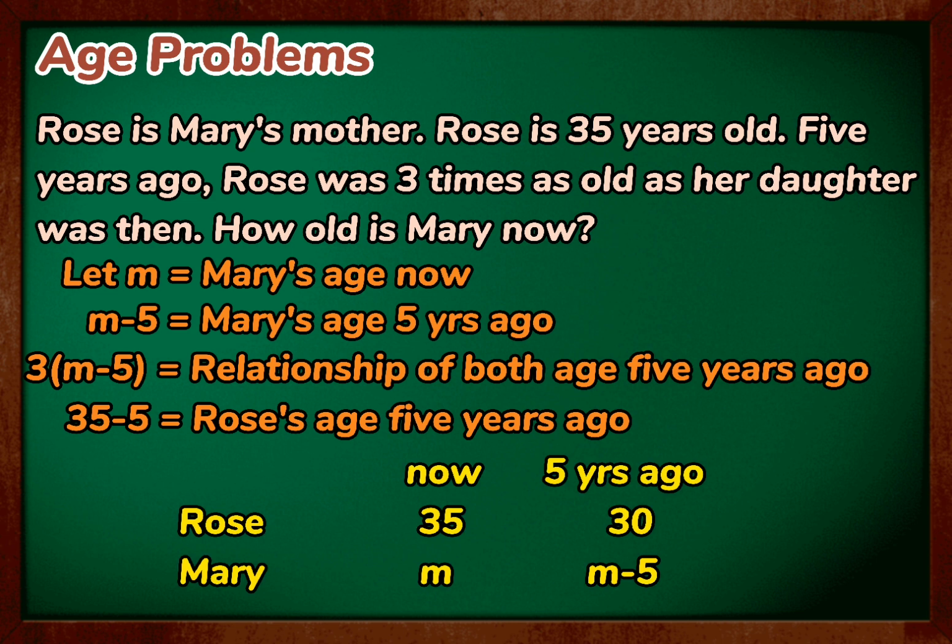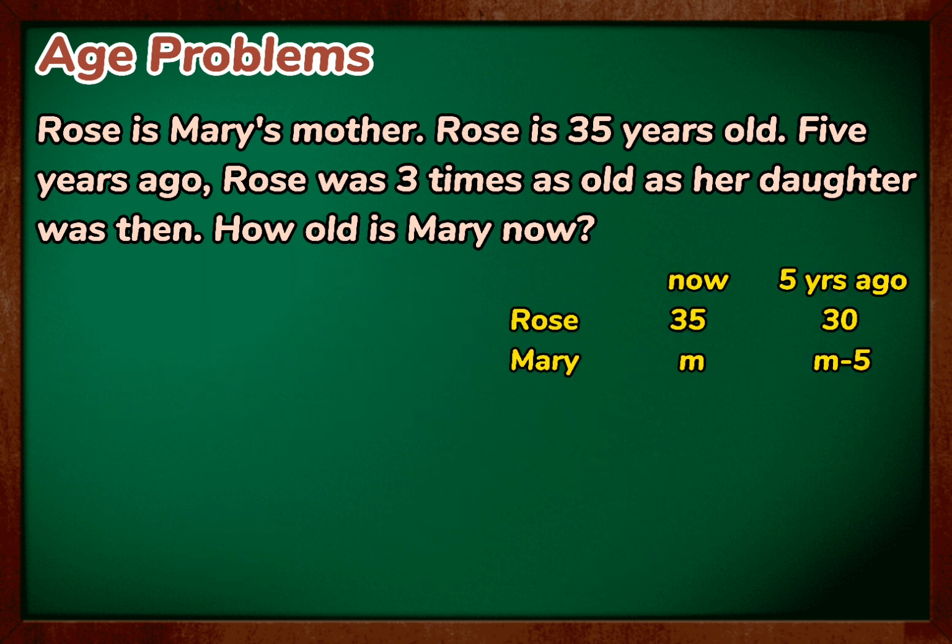Let's illustrate. Here's their age now. Rose is 35 and Mary is M. And 5 years ago, Rose is 30 and Mary is M minus 5. Now let's use the equations to solve the problem. Again, 5 years ago, Rose, that's 30, was 3 times as old as her daughter was then. So that's 30 equals 3 times M minus 5.